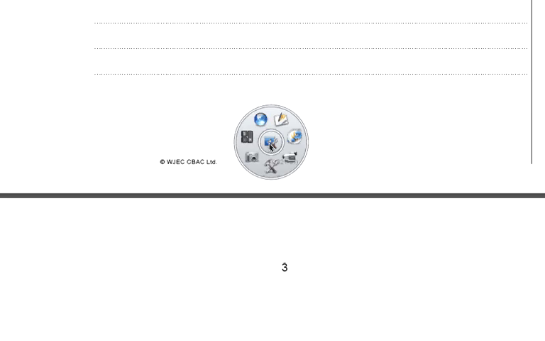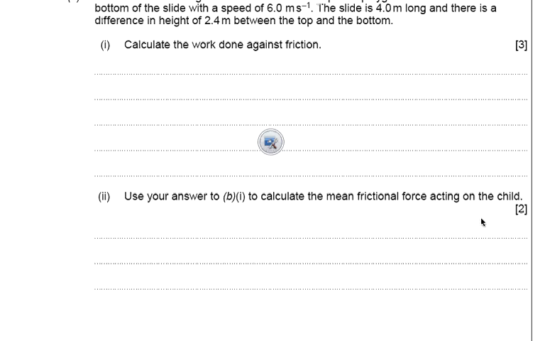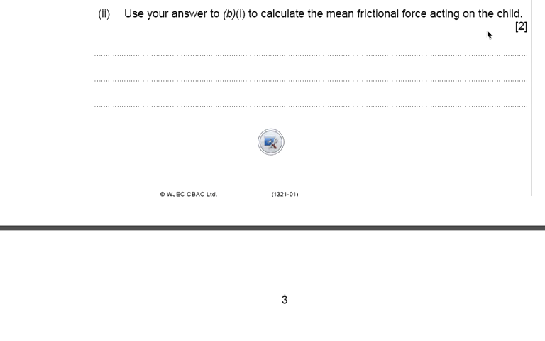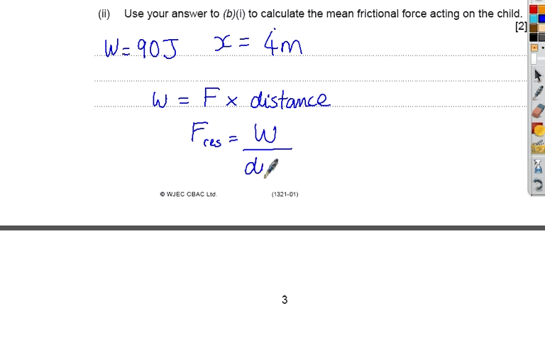Go back here. Oh, no, I'll just carry on. So the distance travelled is 4 meters. Work done is force times distance. So the force, or the resistive force, is work done divided by the distance.